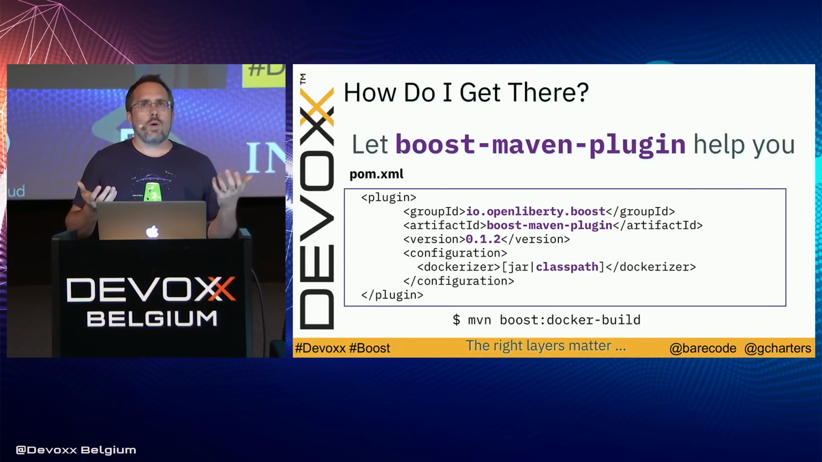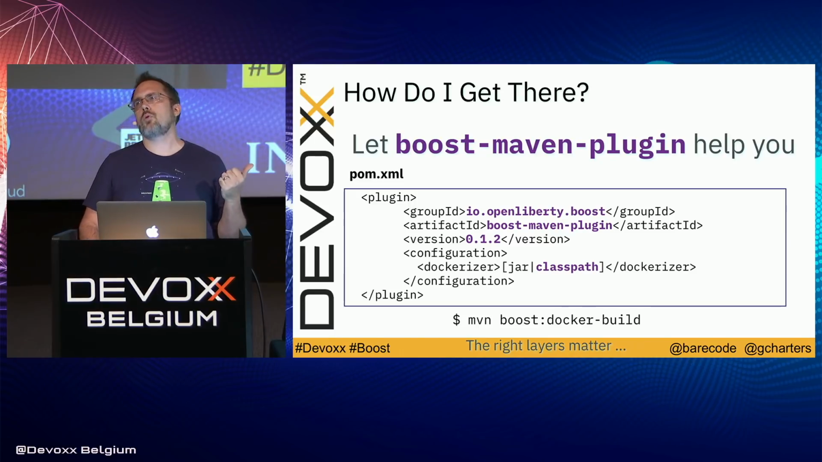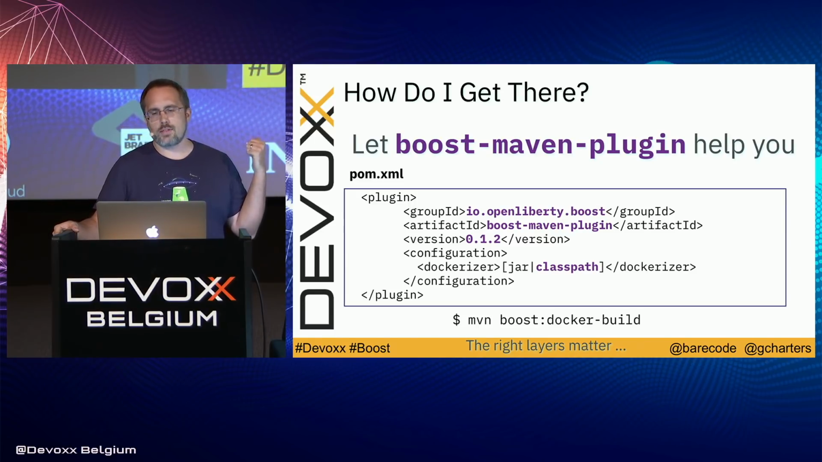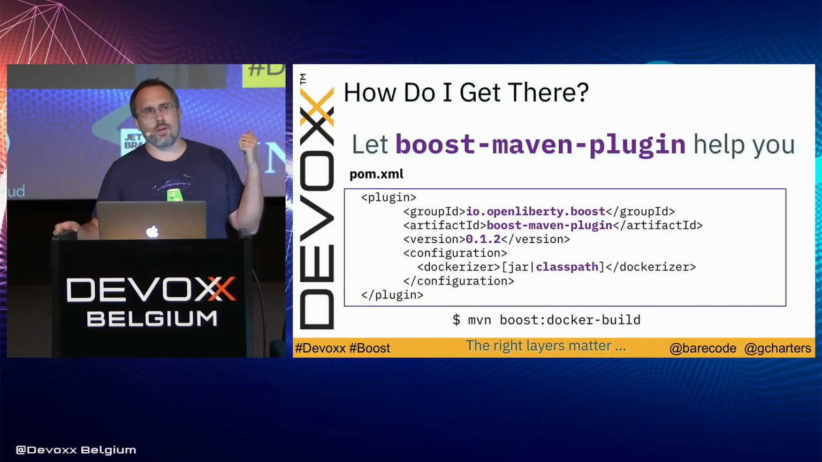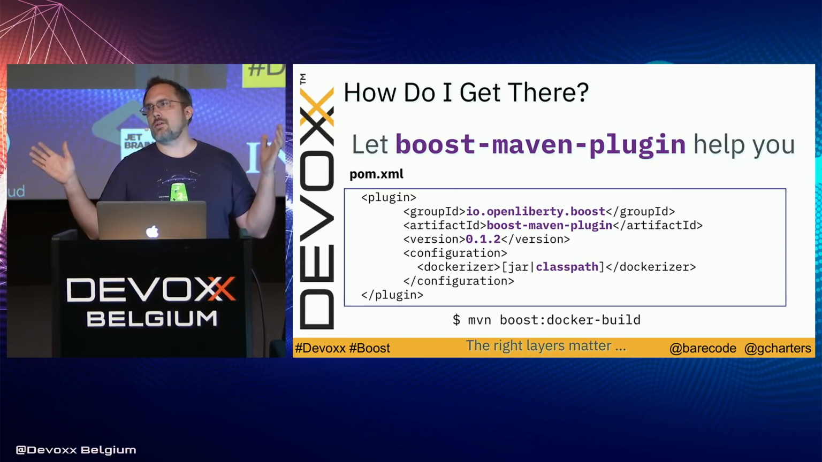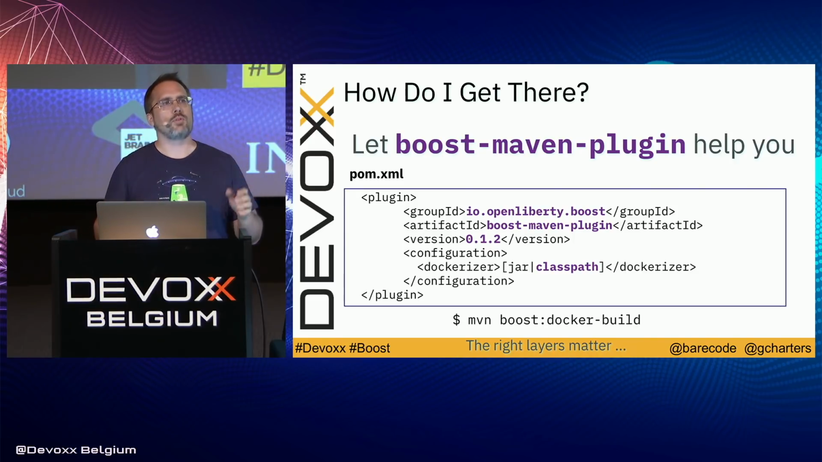So how do you actually get there? Well, Graham and I have been working on a Maven plugin called Boost. One of the things that the Boost plugin will help you do is actually generate these Dockerfiles for you. So if you have a Spring Boot project that you have not Dockerized yet, you can just plug in some lines in your POM XML and basically run the boost Docker build target. If you've already got a Dockerfile, that's great. It will honor it and do exactly what that Dockerfile is currently set up to do.